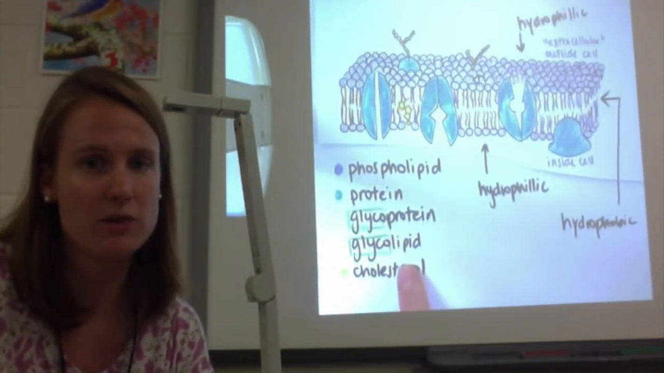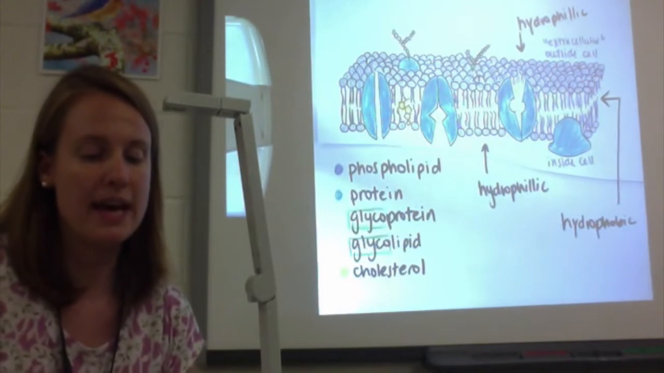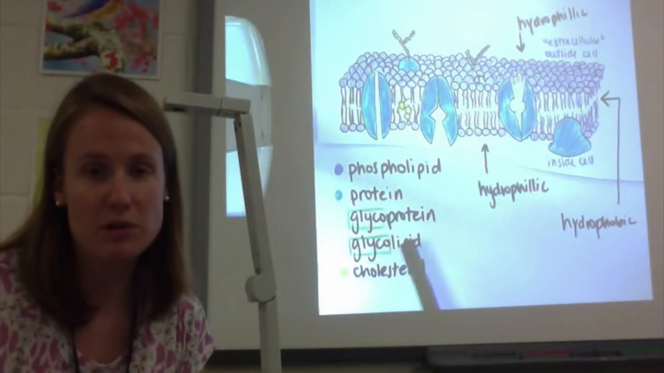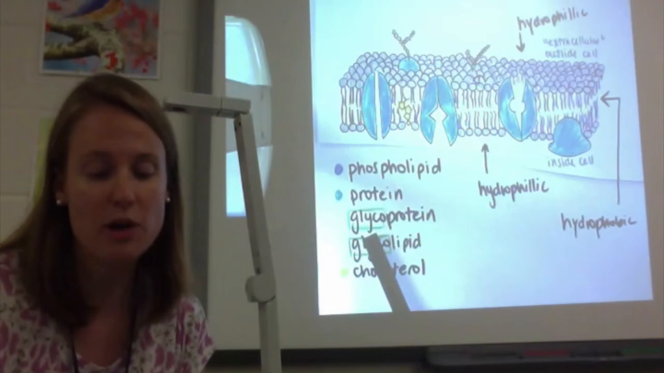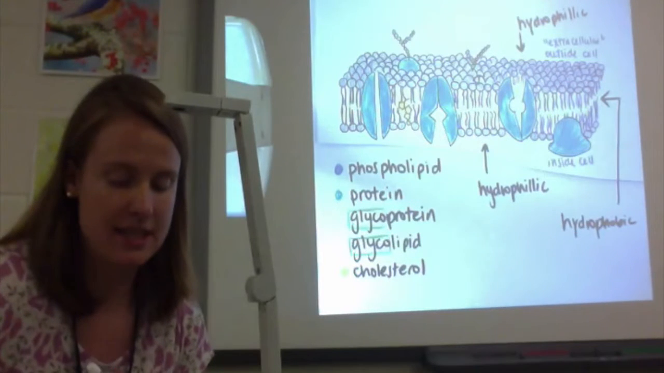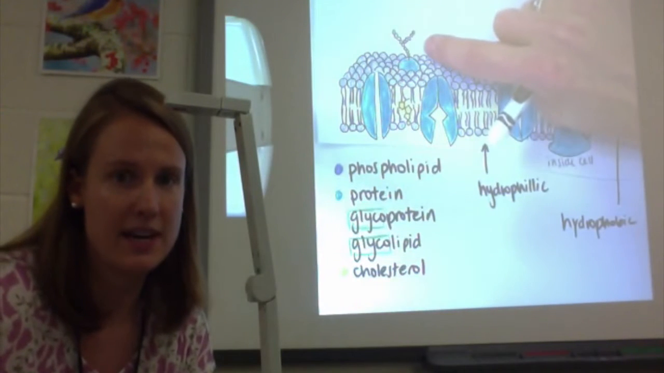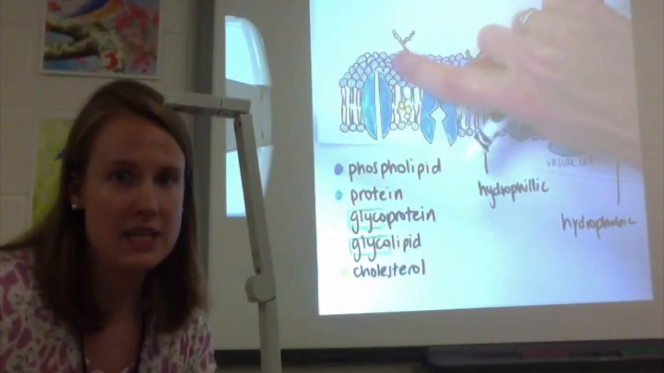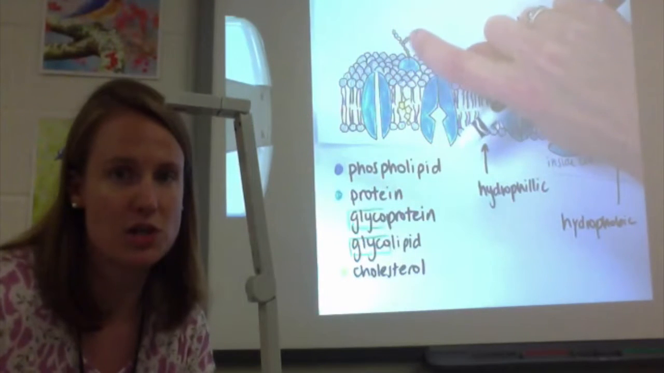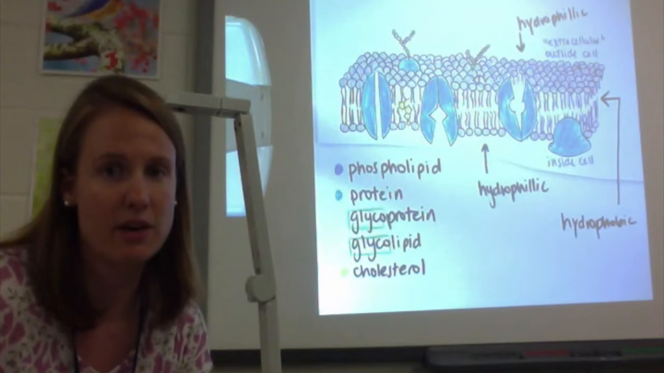So if we think about what those words mean, glyco is anything that has to do with a sugar, and protein, we know that means protein. So glycoprotein must be a sugar attached to a protein. And in fact, this is a glycoprotein right here. So there's a protein that's represented with blue and a carbohydrate group, so a sugar group coming off the top. So it's a glycoprotein.